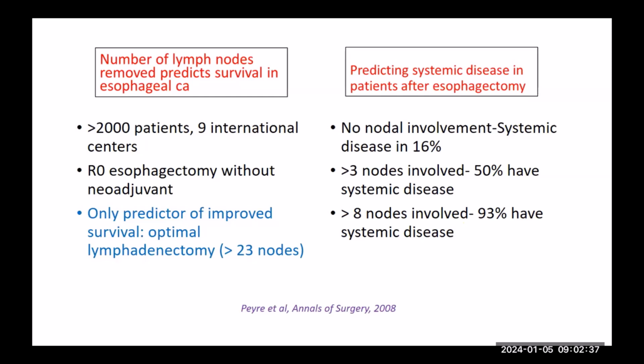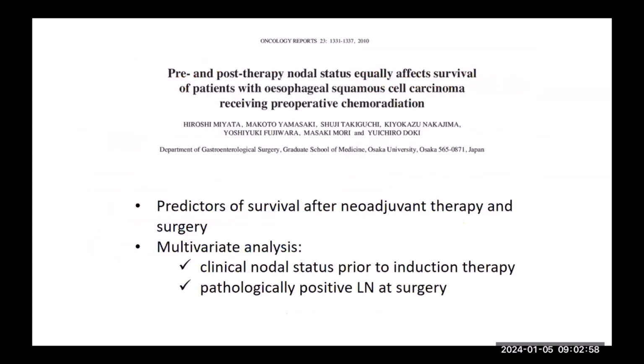Whether there is a lymph node involved or not, it can predict systemic disease also. If there is no nodal involvement, still there will be systemic disease in 16%. If more than 3 nodes are involved, there is a 50% chance of systemic disease. If more than 8 nodes are involved, 93% will have systemic disease.